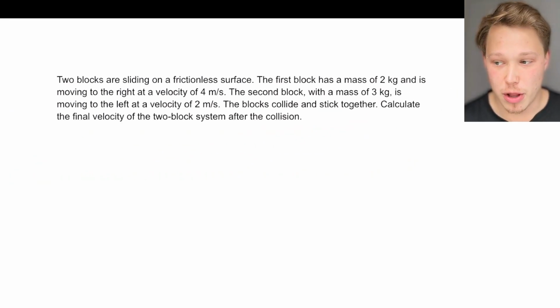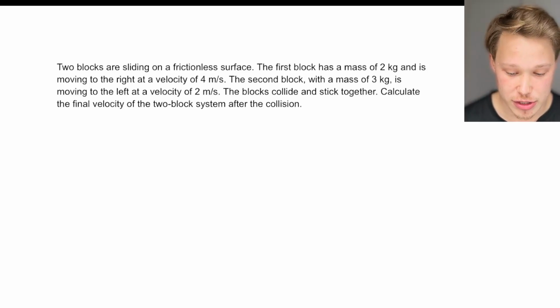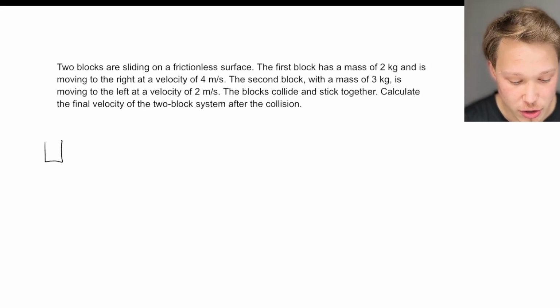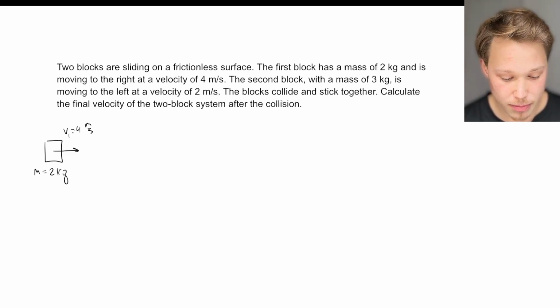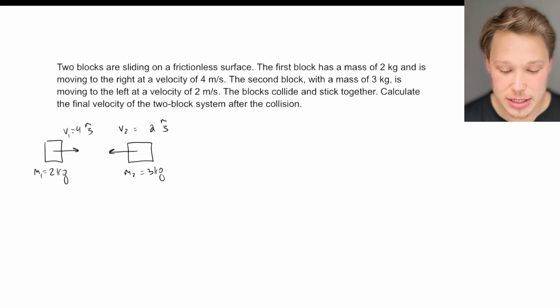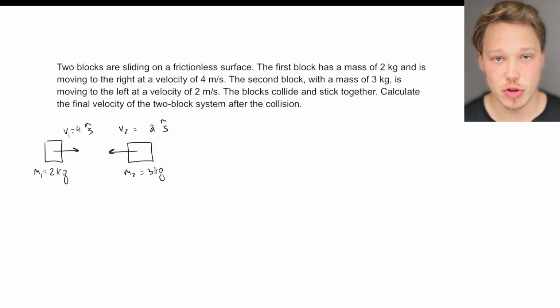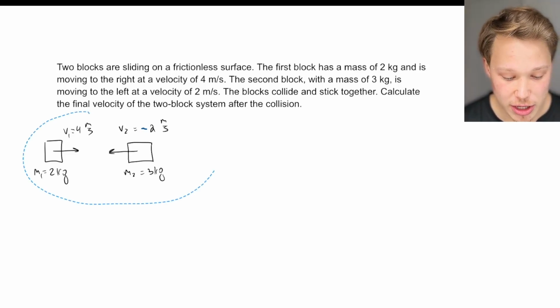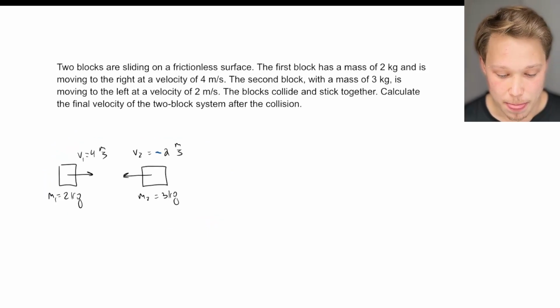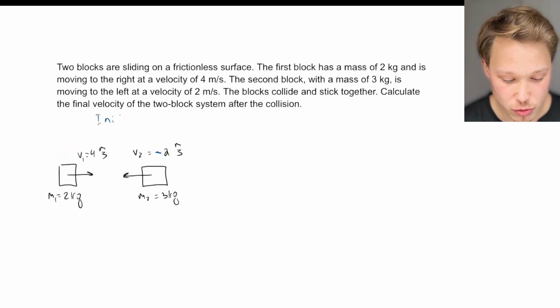So in here, we have 2 blocks that are sliding on a frictionless surface. The first block has a mass of 2 kilograms and is moving to the right with a velocity of 4 meters per second. The second block with a mass of 3 kilograms is moving to the left with a velocity of 2 meters per second. Now, remember that velocity is a vector. So in order to show that it has a different direction, I have to add a negative here. The blocks collide and stick together. So this right here represents the initial moment. Initially, the 2 blocks are moving like this.